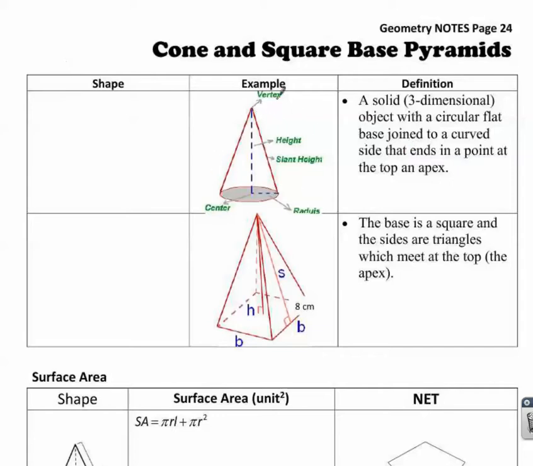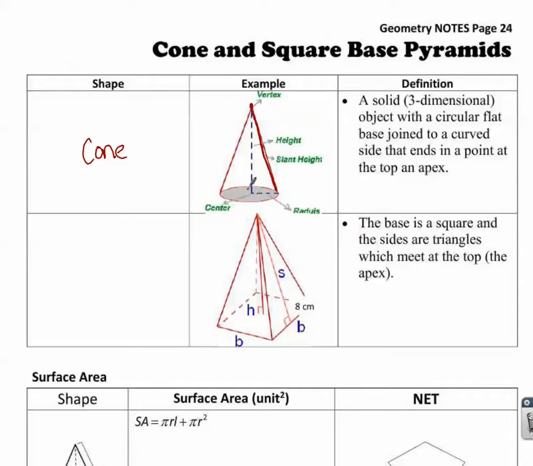So here it has all the labels on the cone. Remember, a vertex is a point. So here's your vertex, the only point on the cone. Remember, your height is straight up from the base and it creates that 90-degree angle. Your slant height is exactly what it states, the slanted side. Okay, so that's your slant height.